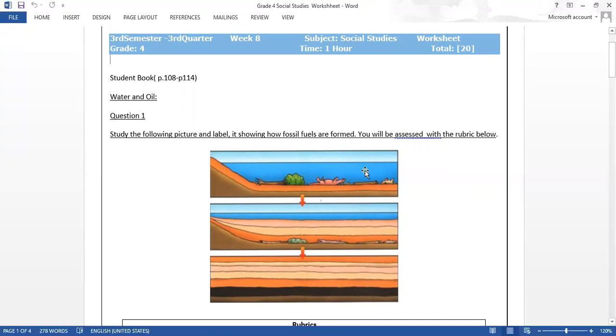Again, topsoil. You can say dead animals and plants. There you can see mud or sand, and here you can see mud, and here the white part, that is the fossil fuels. So fossil fuels are formed from remains of dead animals and plants from millions of years ago. That is in short the labeling of the picture.